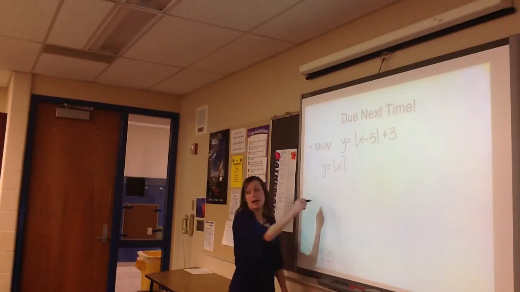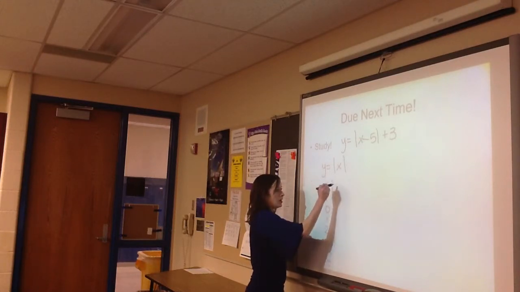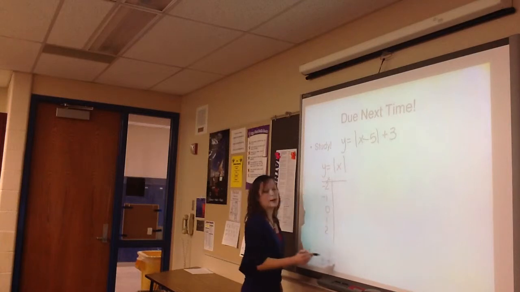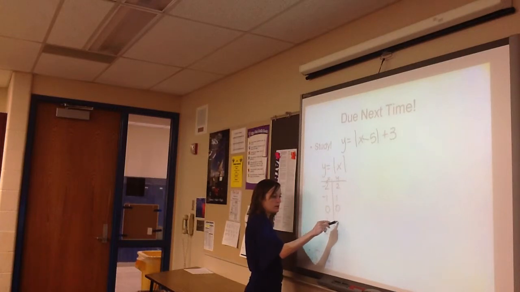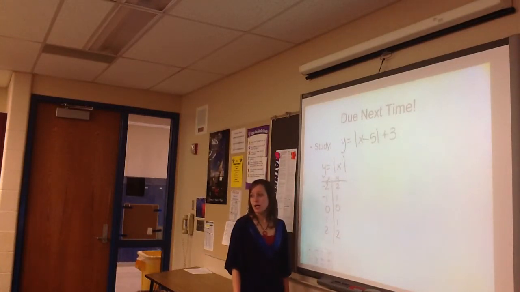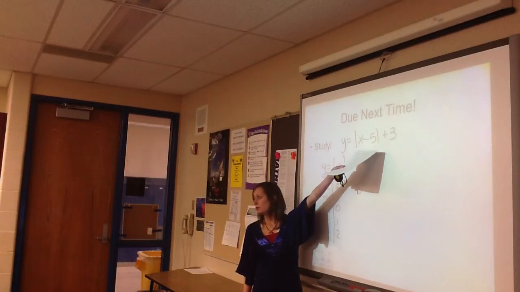So if that is our original equation, and we put in -2, what do you get? You get what? 2. -1. 0. 1. 2. Questions on that? Because I have to have an original before I can do those. Okay.